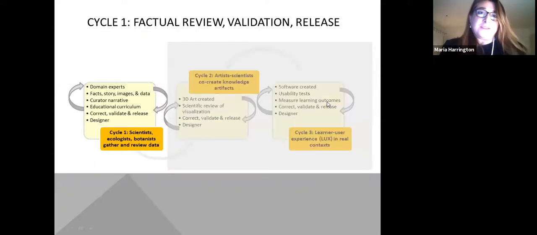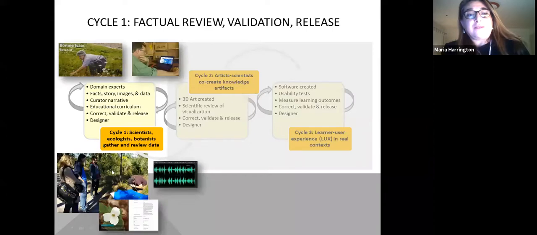The first cycle deals with the factual review and validation and release. So we have the domain experts as the scientists, the ecologists, and the biologists. They gather the information and give it to the students, who then create the digital media artifacts and reference materials.